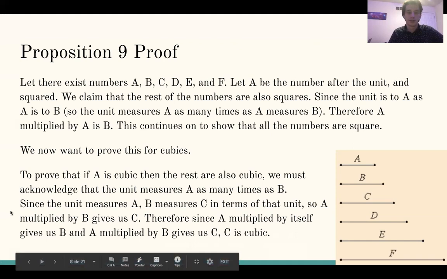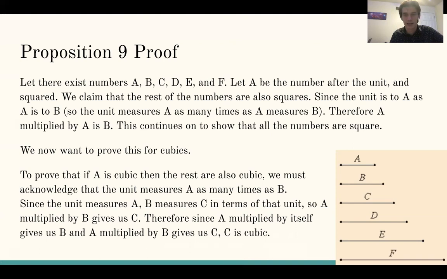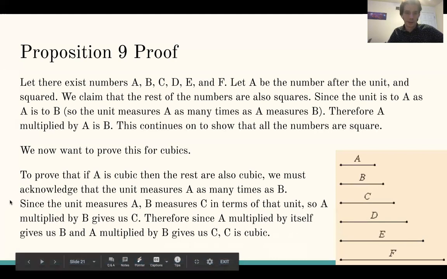So since the unit measures A, B measures C in terms of that unit. And by that, he's pretty much saying exactly what I told you, that you're going to use that unit back down to A to prove that unit squared is going to give you A, squared is going to give you B, squared is going to give you C. But in this case, it's going to be cubic, right? So it's going to be 3 times. 3 cubics gives you the A, and then 3 the A is going to give you B, right? And so this can go on forever again, just like you did with the squares, up until however many letters of the alphabet.